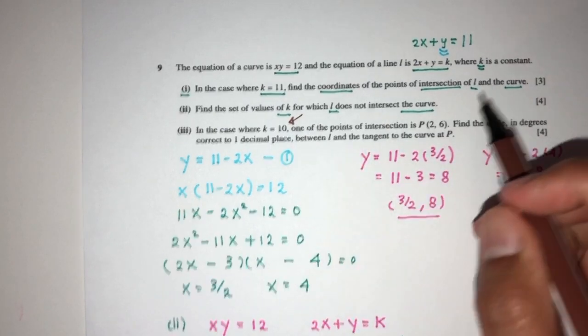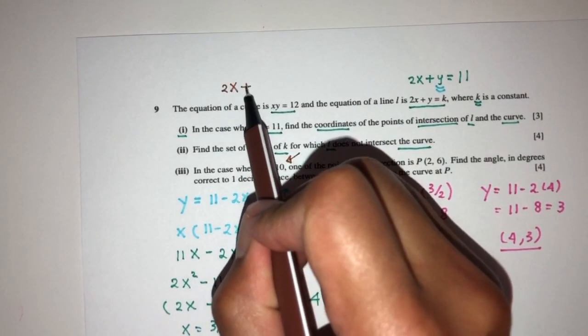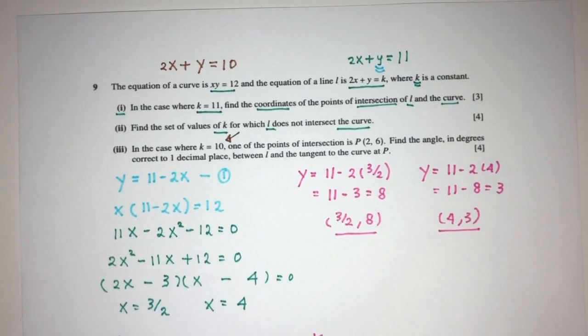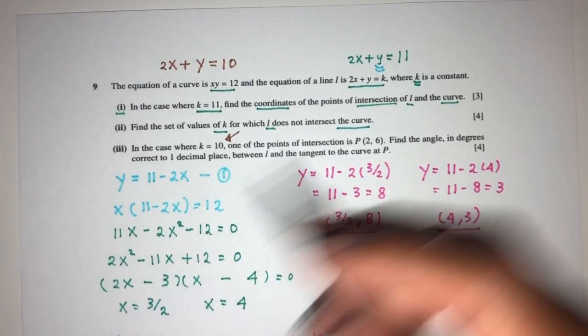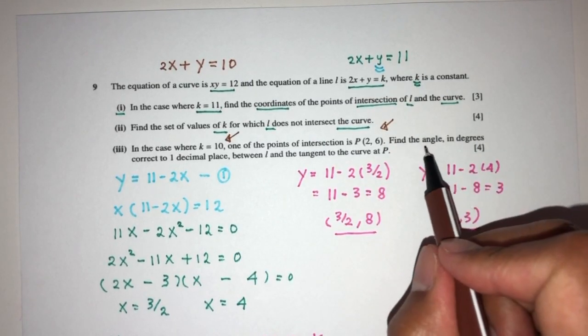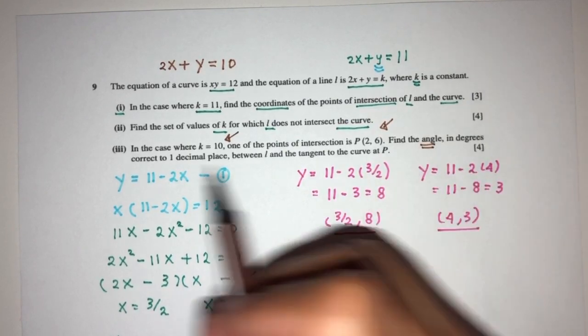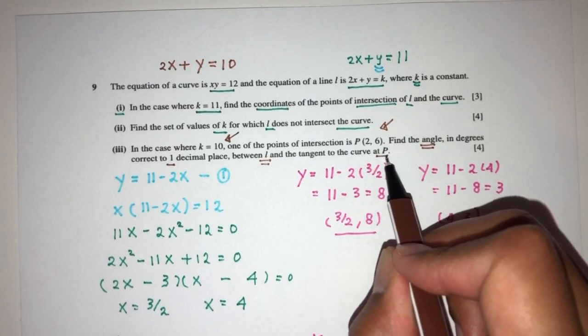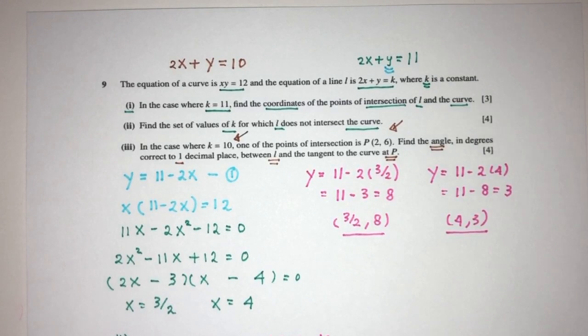Now for part 3, in the case where k is equal to 10, which means we have 2x plus y equal to 10. That's the line. One of the points of intersection is P. Find the angle in degrees correct to 1 decimal place between L and the tangent to the curve at P. So how can we find this, if you think? Let me draw something, because it might be confusing sometimes, and that's always the best way to go with this kind of question. When it is hard to understand, draw something, right?